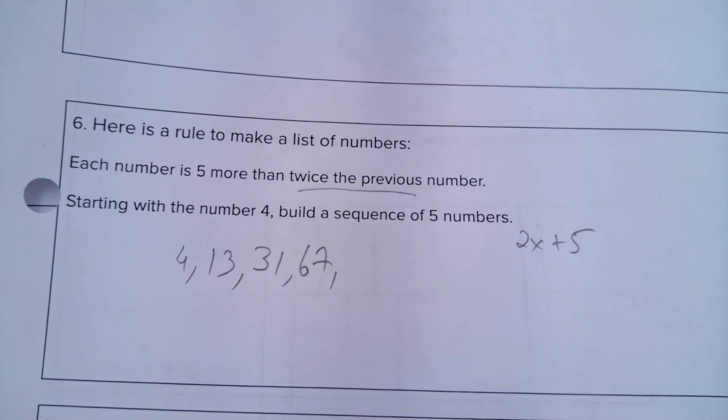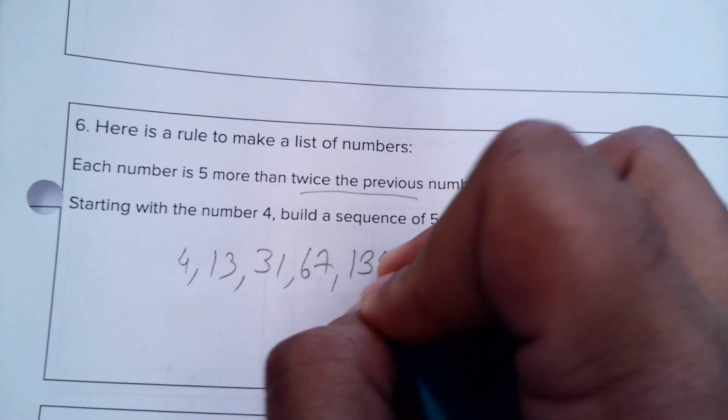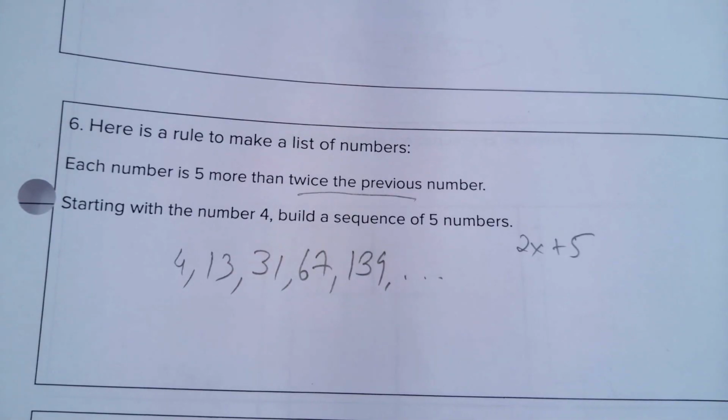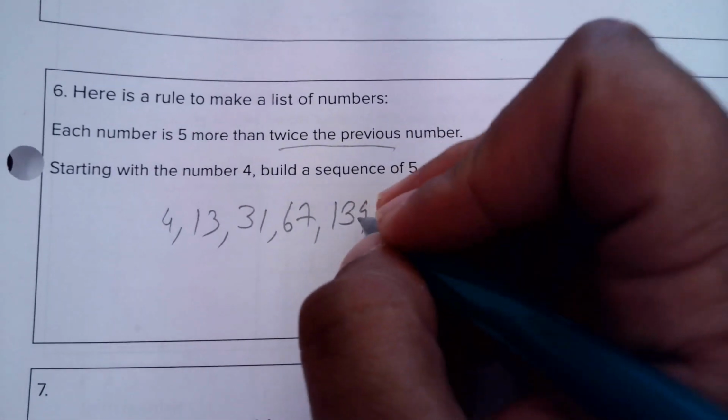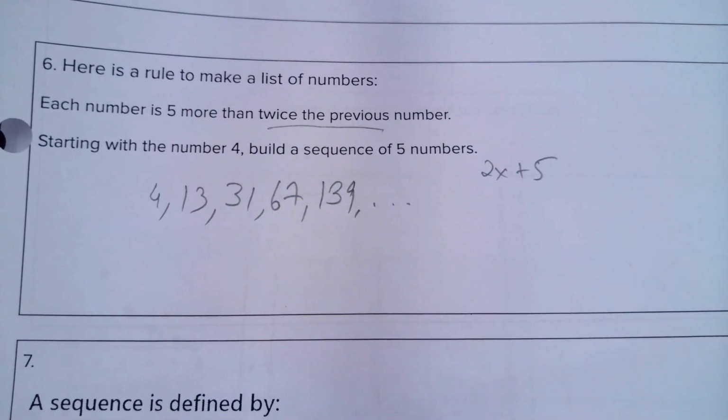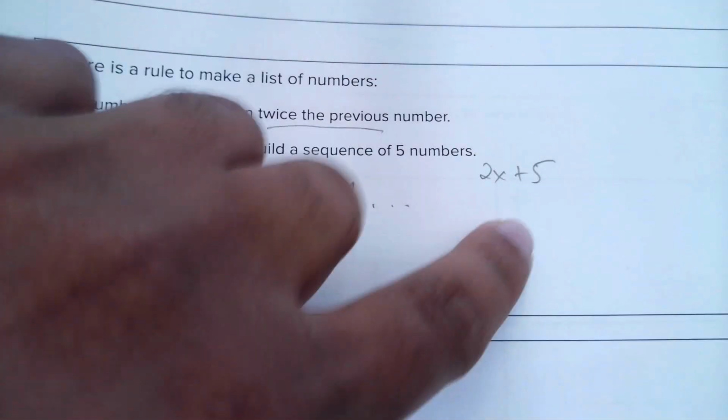67 times 2 is 134, I think, plus 5 is 139. So I'm assuming it's 134, but you can figure it out. Make sure the math is right, okay? The equation is right.